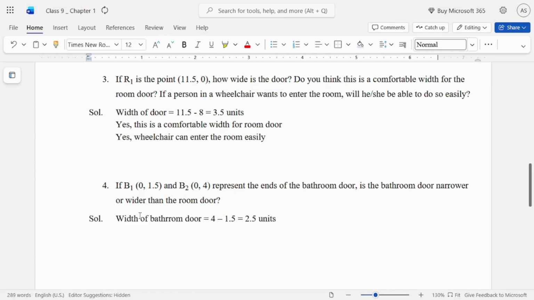Great. And what was the width of room door? It was 3.5 units. So it is asking, is the bathroom door narrower or wider than the room door? So of course 2.5 is less than 3.5. So bathroom door is narrower than room door. So with this we have finished exercise 1.1.